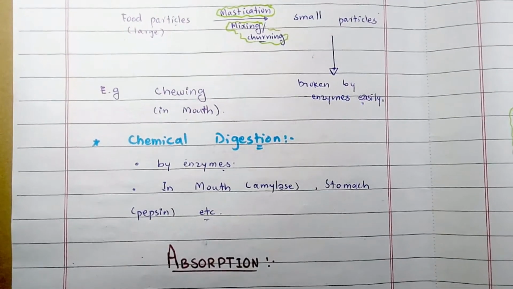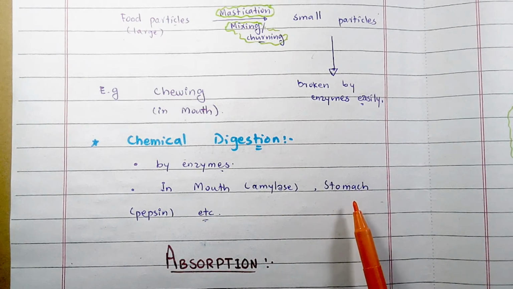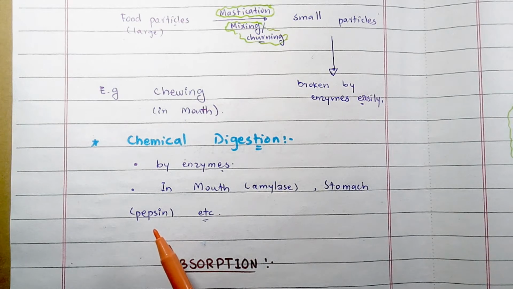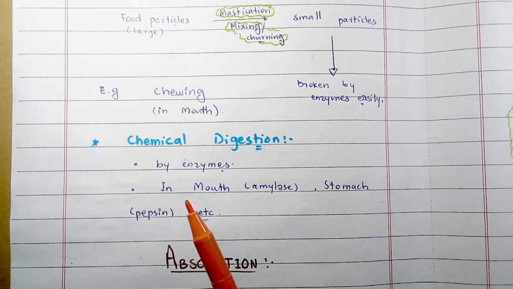The second type of digestion is chemical digestion. Chemical digestion involves enzymes, and occurs in the mouth, stomach, small intestine, and large intestine. In the mouth, amylase digests the starch component of carbohydrates into smaller ones, and in the stomach, the pepsin enzyme converts proteins into smaller particles, the amino acids. So the digestion of carbohydrates and proteins in the mouth and the stomach is chemical digestion.